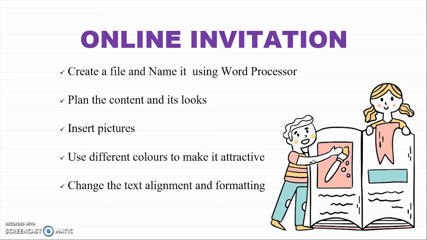First we have to open a word processor application. You have to create a file, then name it, then plan what you are going to type in the invitation, then decide how the invitation needs to appear. Then we have to check the text alignment and formatting. Text alignment means you have to decide where your content and image want to appear. If your image should appear in the center, top right corner or bottom right corner, you have to decide where your text and where your image will appear in the online invitation.